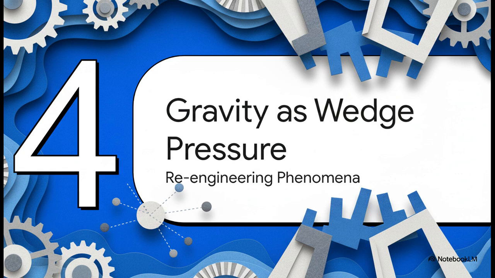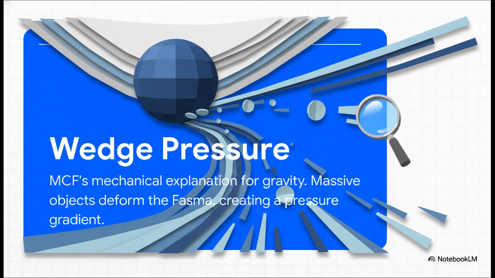Okay, so if that's the medium, and that's how force moves, what does that mean for the biggest force of them all? Gravity. This is where the framework suggests a total mechanical re-engineering of what gravity even is. Instead of thinking about gravity as some abstract curvature of space-time, the MCF defines it mechanically as wedge pressure. In this model, massive objects are literally deforming the phasma substrate, pushing it out of shape. This creates a pressure gradient.